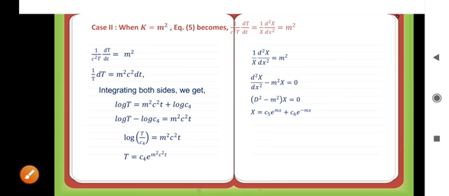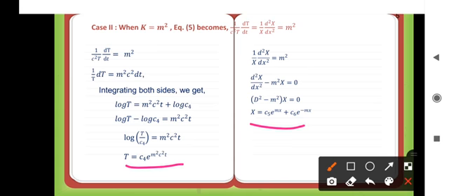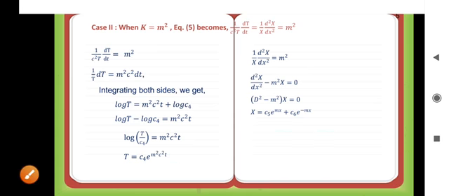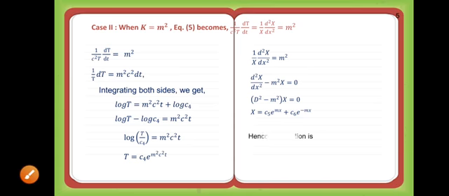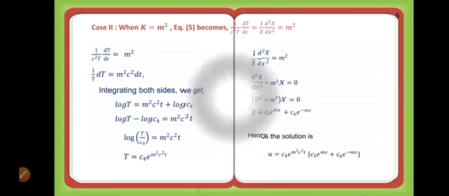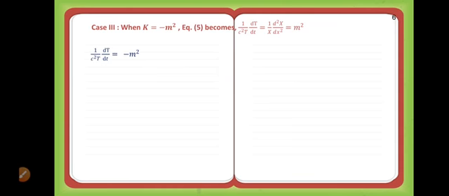With these two results for t and x, we can write the solution for u, which is nothing but the solution of the given partial differential equation when k is equal to m square. Now we have to discuss the third and the last case for k, that is k equal to minus m square. This case is very similar to case number 2, only the difference of solution for capital X.